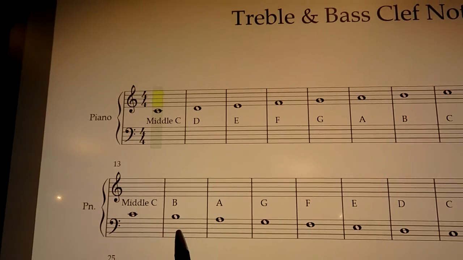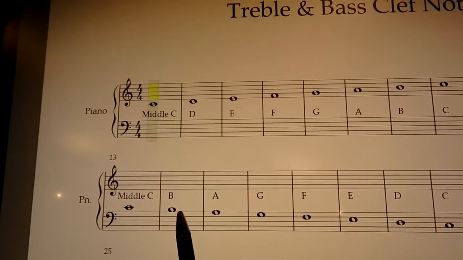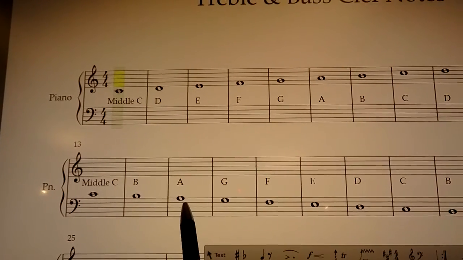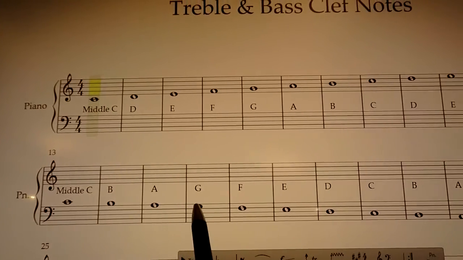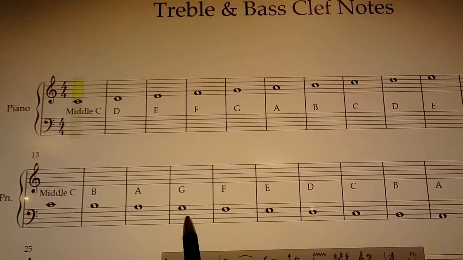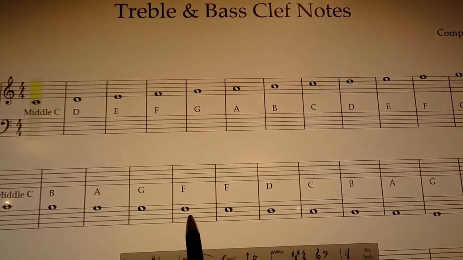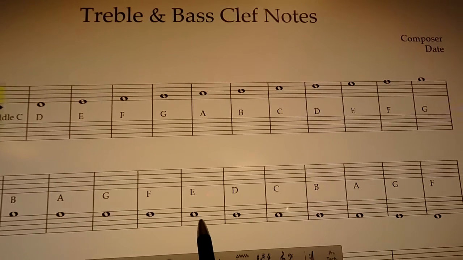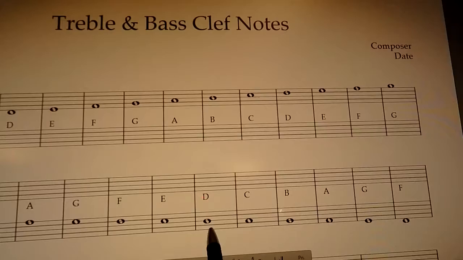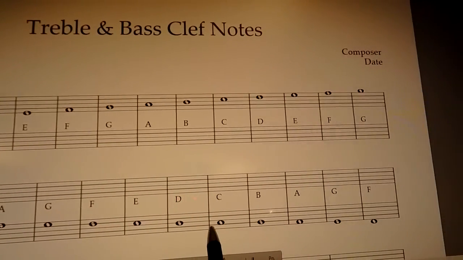Heading down from middle C, B is written on the first space above the bass clef staff. A is written on the fifth line of the bass clef staff. G is written on the fourth space of the bass clef staff. F is written on the fourth line of the bass clef staff. E is written on the third space of the bass clef staff. D is written on the third line of the bass clef staff.